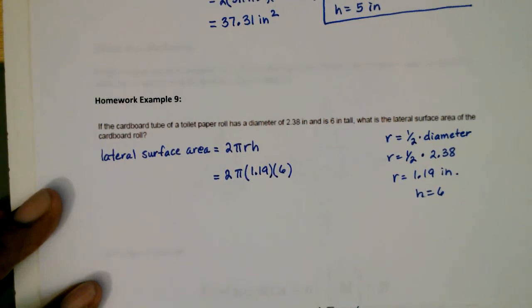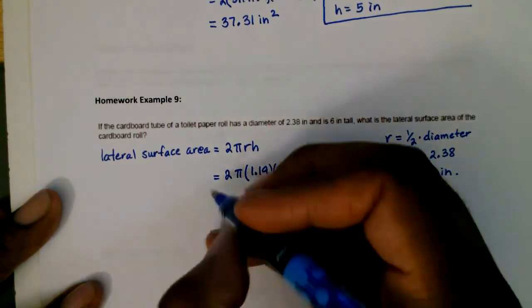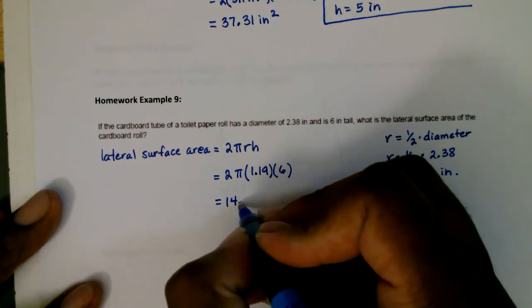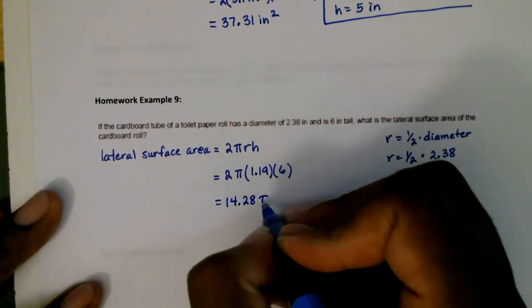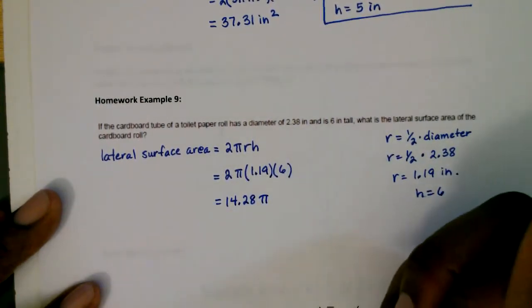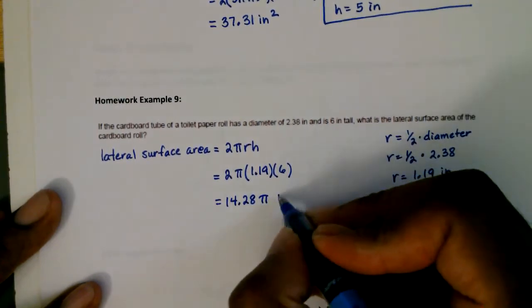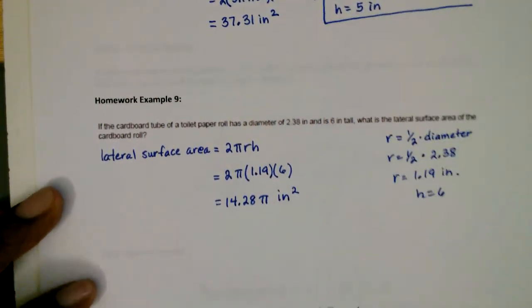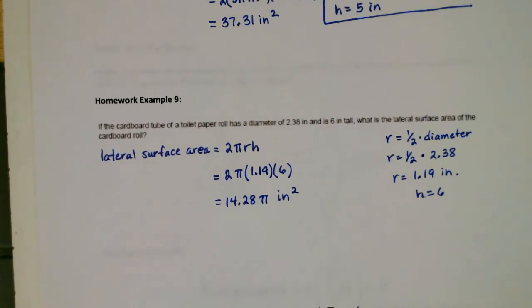So 2 times 1.19 times 6, I get 14.28. Bring down the pi because I'm leaving my answer in terms of pi. And of course, area has to be in square units. So the lateral surface area will be 14.28 pi square inches. That's the lateral surface area of the cardboard roll.